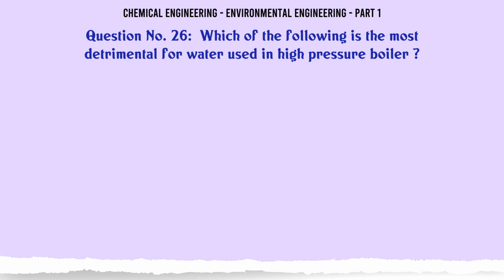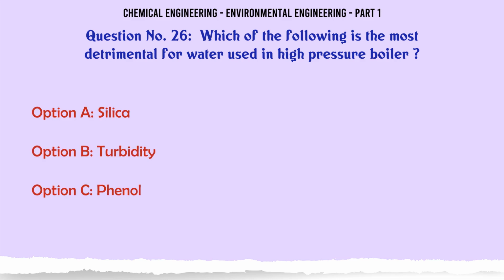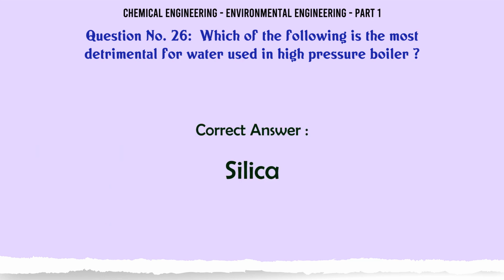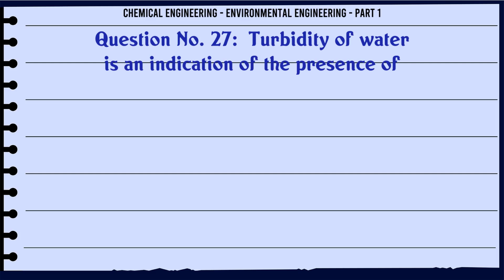Which of the following is the most detrimental for water used in high-pressure boiler? A. silica, B. turbidity, C. phenol, D. dissolved oxygen. The correct answer is silica. Turbidity of water is an indication of the presence of A.